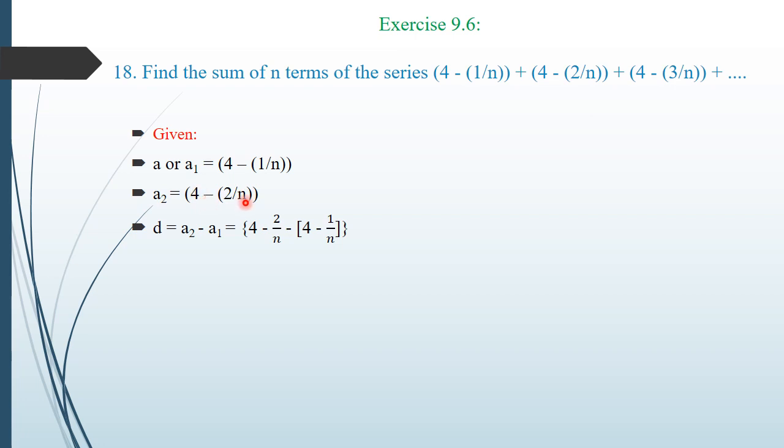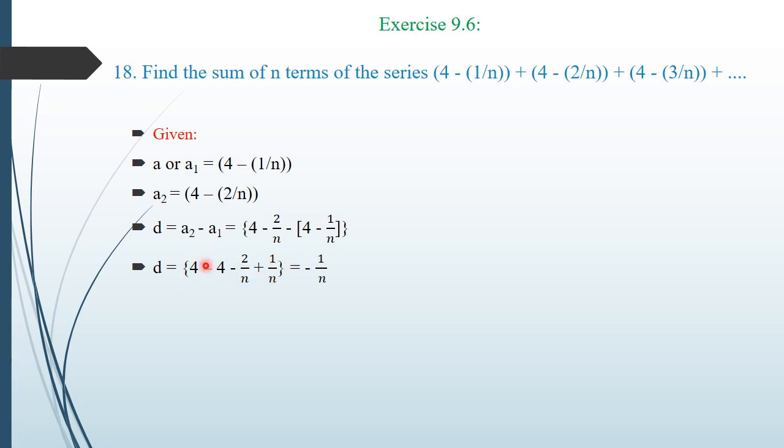The second term is 4 minus 2 by n, minus the first term, which is again 4 minus 1 by n, that I'll keep in the bracket. Now when I open the bracket, it is 4 minus 2 by n minus 4 plus 1 by n, because this minus, when it comes inside the bracket, makes the 4 minus 4, and minus of minus 1 by n will be plus 1 by n. I will bring the like terms to one side, that is plus 4 here, and this minus 4 next to this plus 4. Then the minus 2 by n I am keeping as it is. Then the plus 1 by n I'll keep at the last.